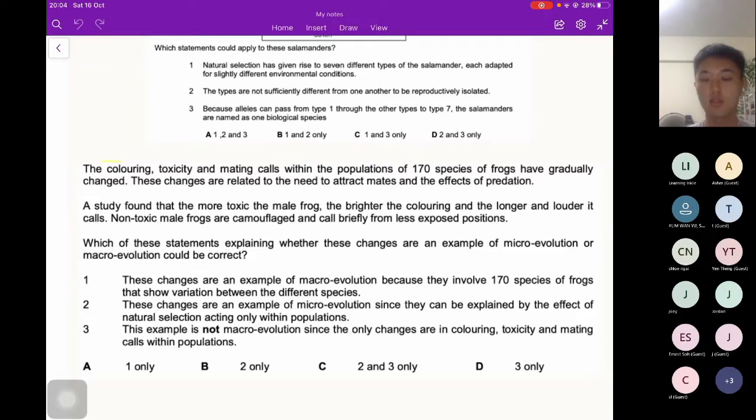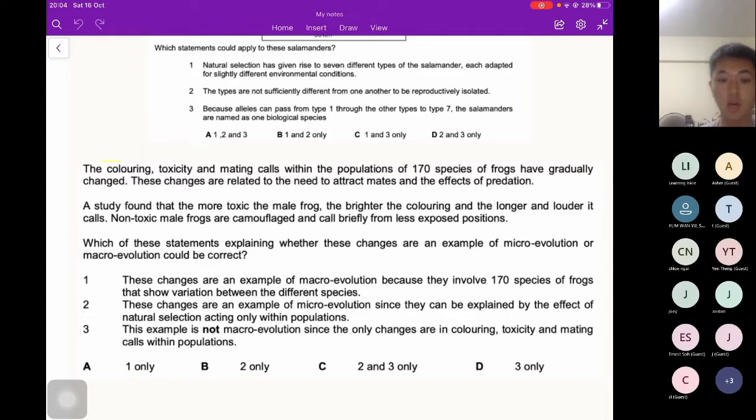Let's look at the question in more detail. Okay, so option 1, these changes are an example of macroevolution because they involve 170 species of frogs that show variation between the different species. At first glance, this looks correct. Okay, so it is talking about 170 different species. That's true, but are we talking about variation between different species, or variation within each species? Okay, the latter is the correct one.